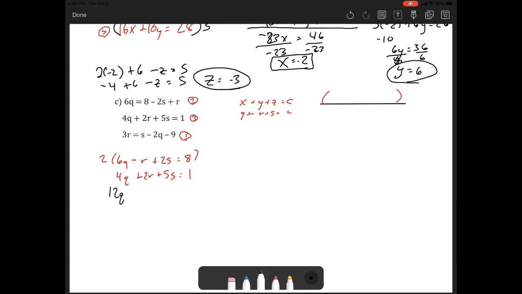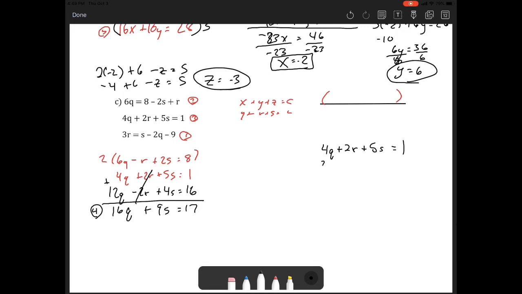So I'm going to move it down into black over here, and I end up with 12Q minus 2R plus 4S equals 16. And then I can add these together. So that's going to give me 16Q, cancel my R's, plus 9S equals 17. And that's my fourth equation. So then I'm going to do my second and third. And I have 4Q plus 2R plus 5S equals 1.